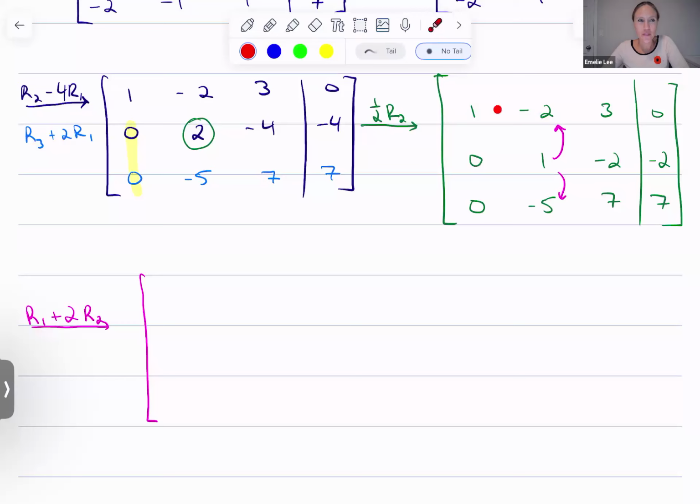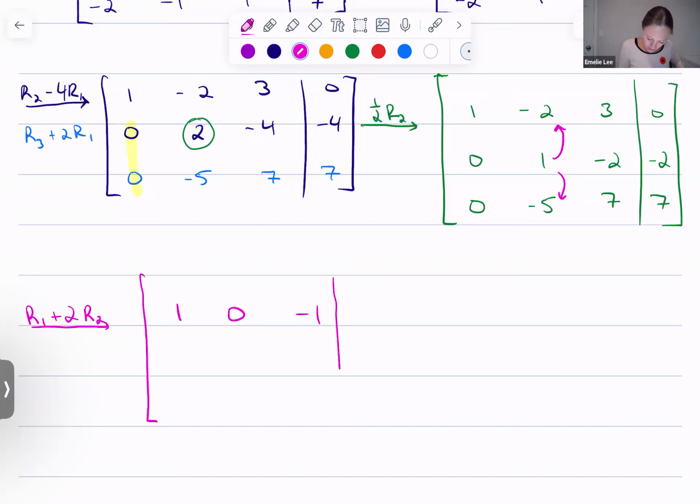Okay. This is where you need to keep your wits about you. And so 1 plus 2 times 0 is 1. That's good. -2 plus 2 times 1 is 0. That's also good. That was our goal, that was the one that we were chipping away at. And so now 3 plus 2 times -2. 3 minus 4, -1.